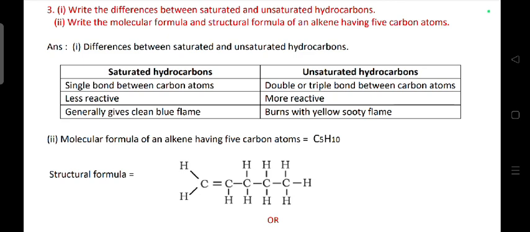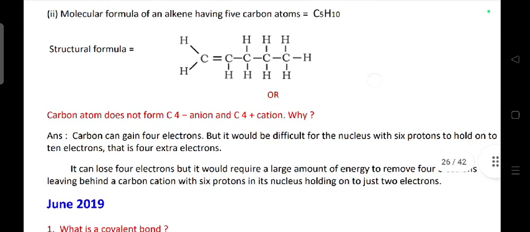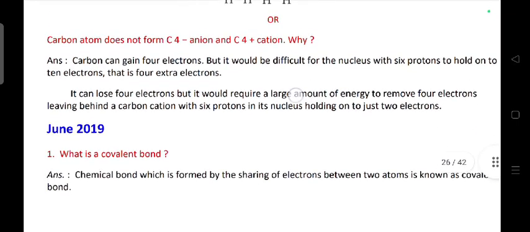Next, the molecular formula of an alkene having 5 carbon atoms, that means C5H10. So this is the structural formula. Then another question was asked: carbon atoms do not form C4- anion and C4+ cation. Why? So this is the answer.